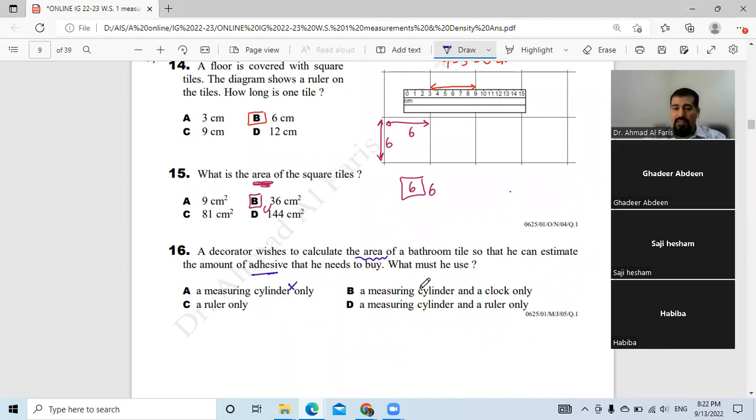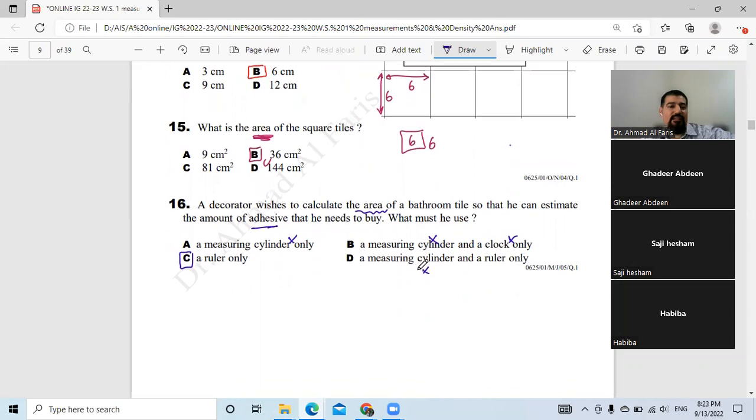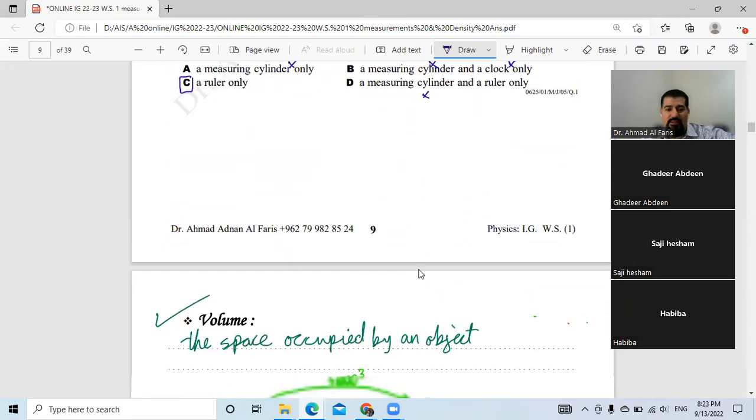Exactly. Do I need a clock here? Of course not. Even a measuring cylinder, no. So the only thing that I need is what? Thank you, correct, bravo. It's a ruler. I need a ruler to measure the length and the width. Then I know how much the area is, then I know how much adhesive I need to buy to fill it. Thank you, Muhammad, Mu'min, Huda, Hani, Lilian. All your answers are correct.